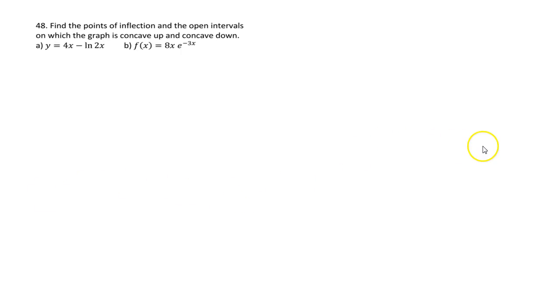Find the points of inflection and open intervals where the graph is concave up or down. Okay. Now, for this first question, you have to be careful because log doesn't accept all values. The domain for the log is only positive values. So when you're doing A, you're only going to think about the case when x is positive.